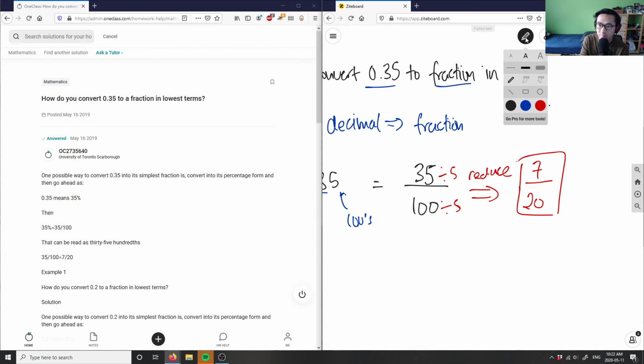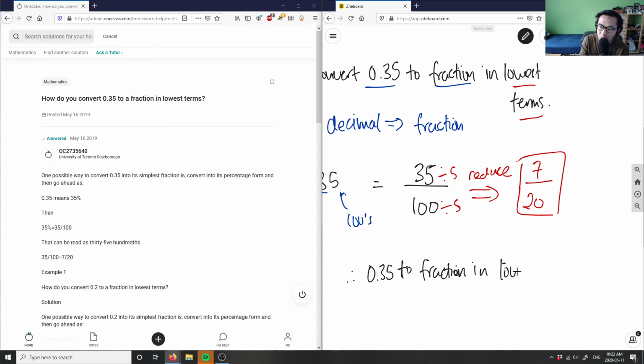So I can say that therefore 0.35 to a fraction in lowest terms is 7/20 here. And this here is our solution for this problem here.